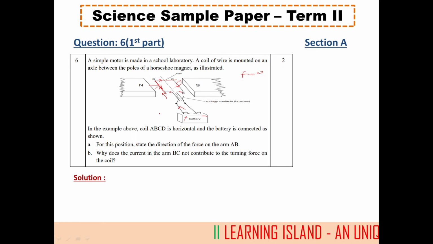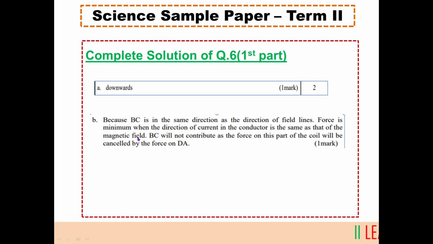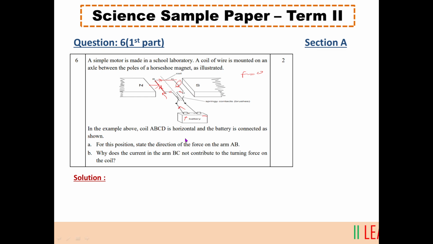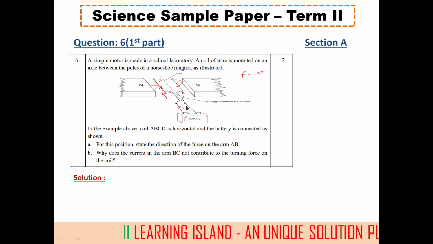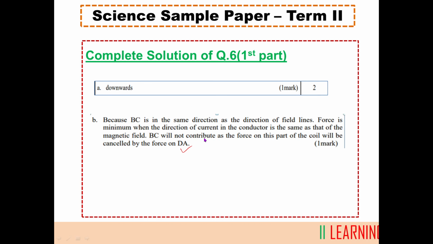Okay, so let us see the answer. The first answer is downward. I have already told you. And the second is because BC is in the same direction as the field lines. Force is minimum when the direction of the current in the conductor is the same as that of the magnetic field. BC will not contribute, as the force on this part of the coil will be cancelled by the one on DA. You see in the first page, if it is producing something, it will be cancelled by this. So that will be the main reason. Also there will be only a small amount of force produced.